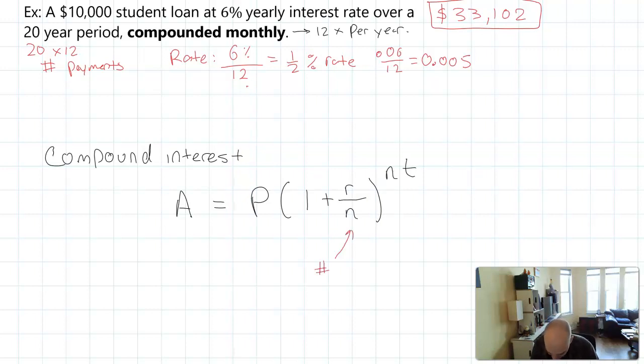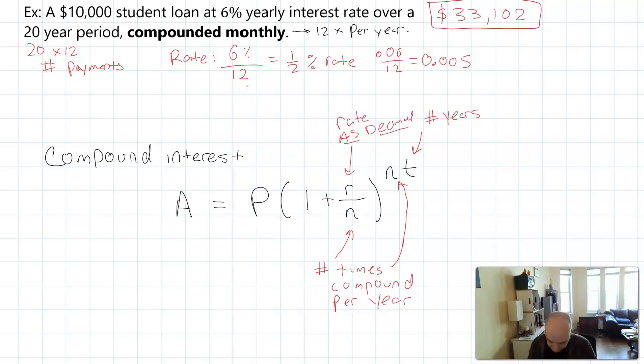N is the number of times you compound per year. Assuming the unit of time is years, there could be units of time that are not years, but it's usually years. T is the number of years. This n is the same as that n, so you have 2 of those n's in there. R is the rate as a decimal, just like with standard simple interest. And P is the initial value.